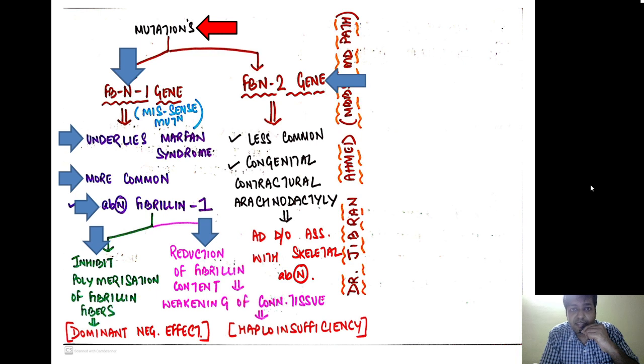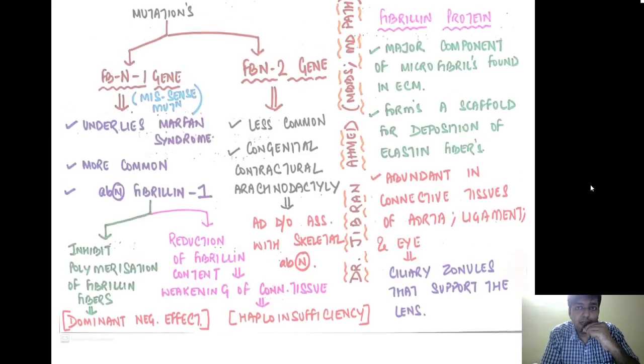Now mutations in the second gene, the FBN2 gene, are far less common, and result in a condition called congenital contractural arachnodactyly. It is an autosomal dominant disorder which is associated with skeletal abnormalities. Let us move ahead.